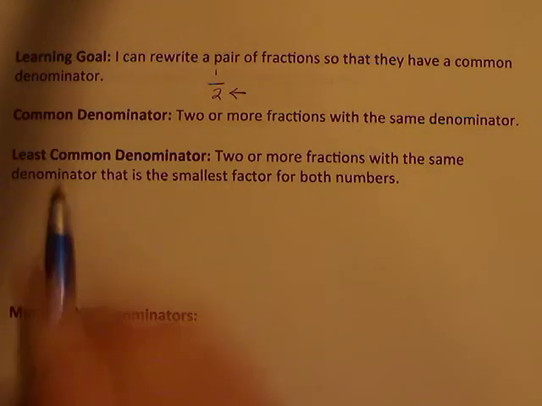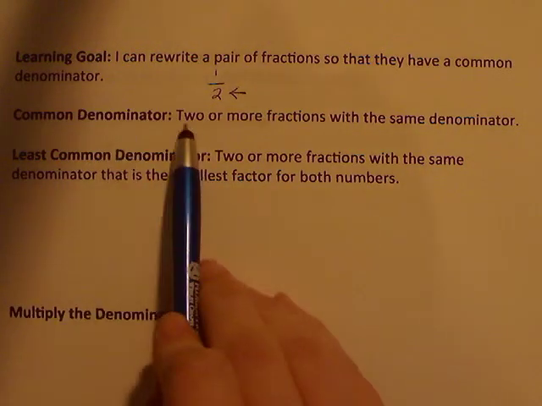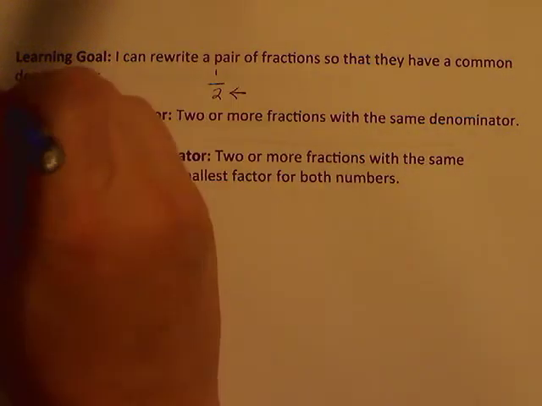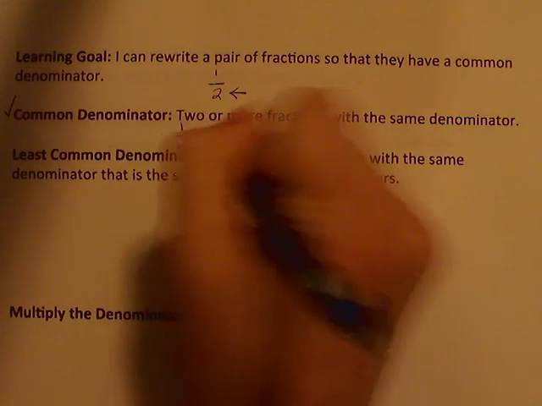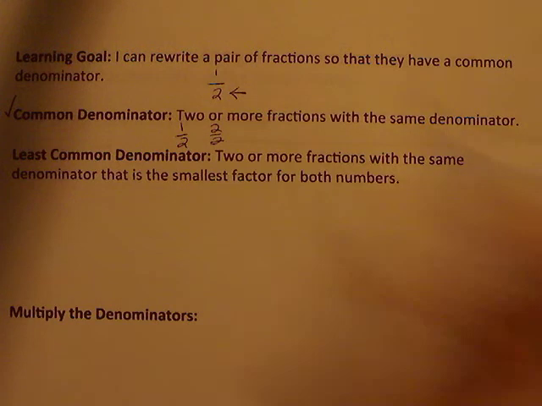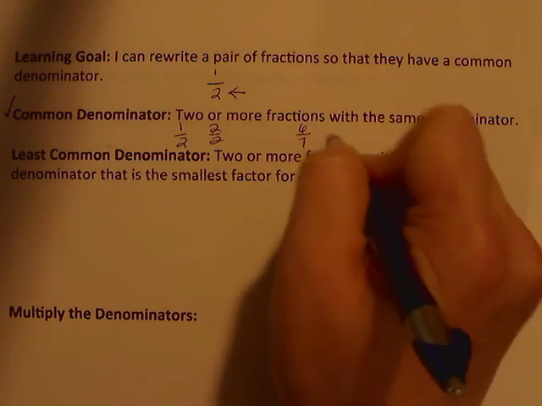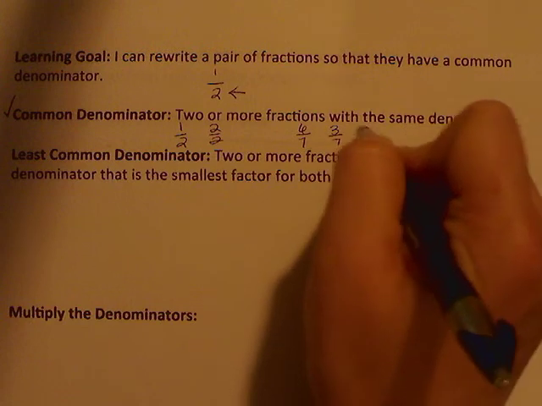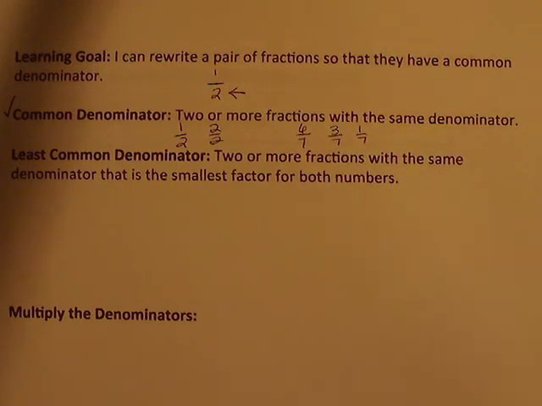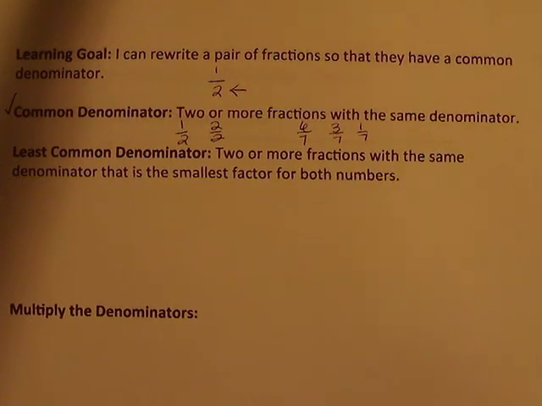So if we look at our vocabulary, we have common denominator, and it says 2 or more fractions with the same denominator. So that means that you would have 1/2, 2/2. Their denominators are the same. Or if I had 6/7, 3/7, and 1/7, those all have the same denominator. Now, the next thing is we have the least common denominator. That means 2 or more fractions with the same denominator that is the smallest factor for both numbers. And so we're going to get a little bit into what that means.